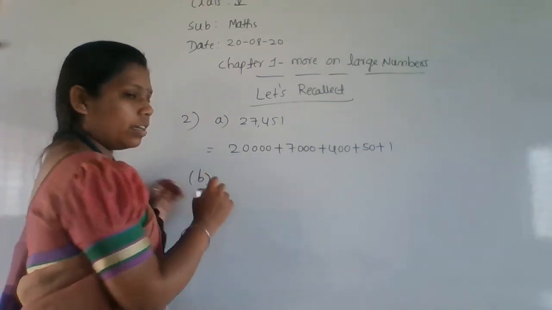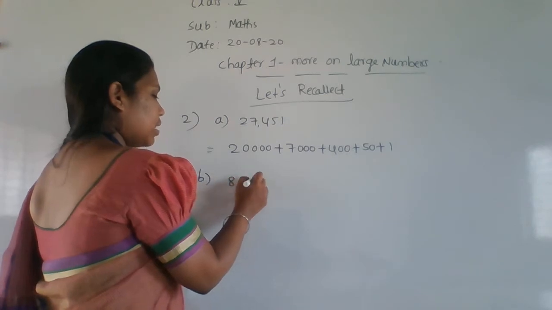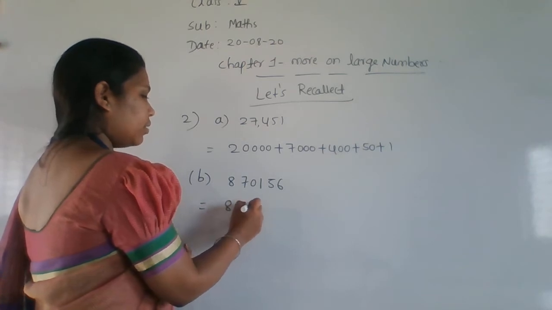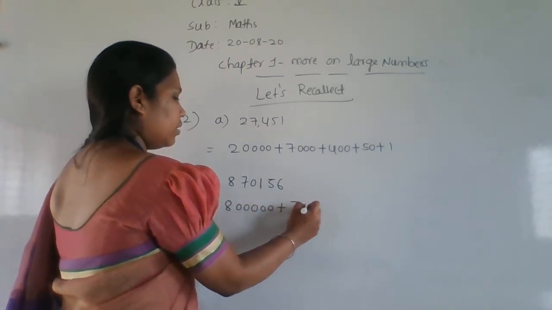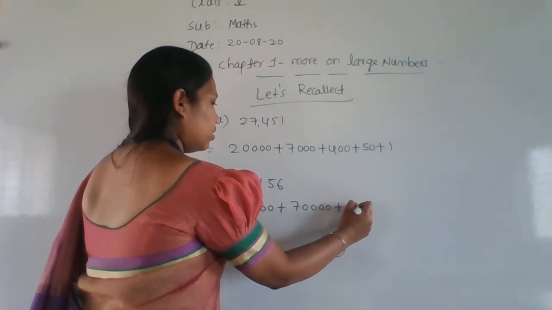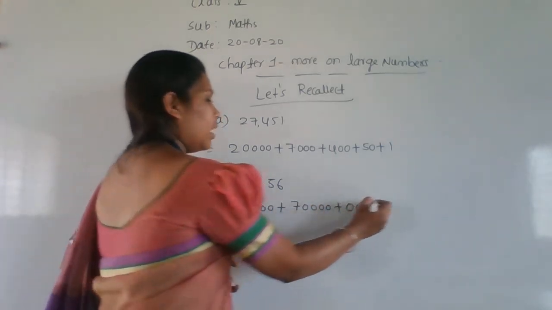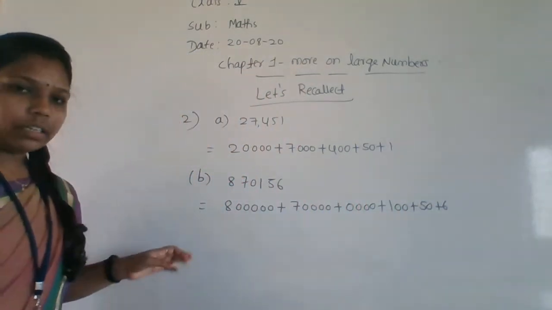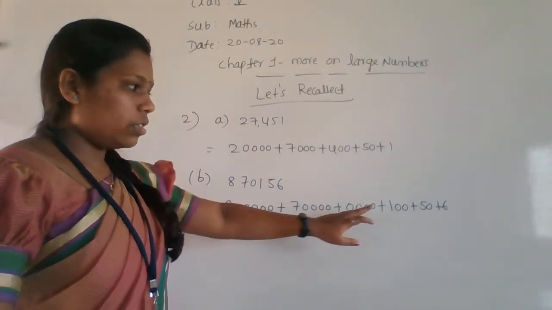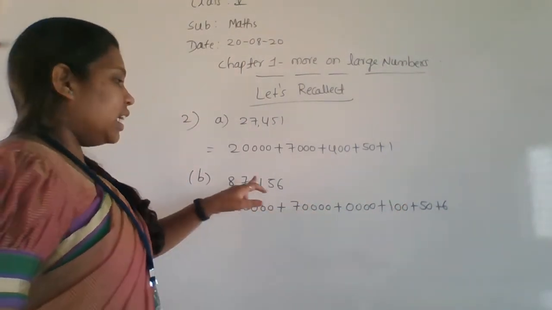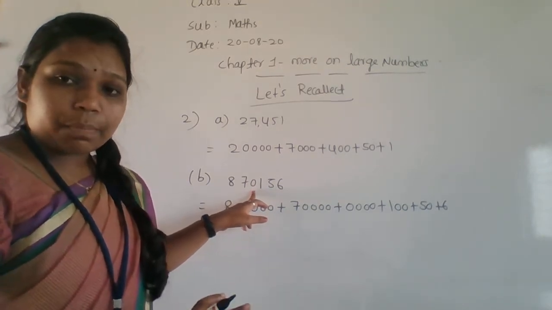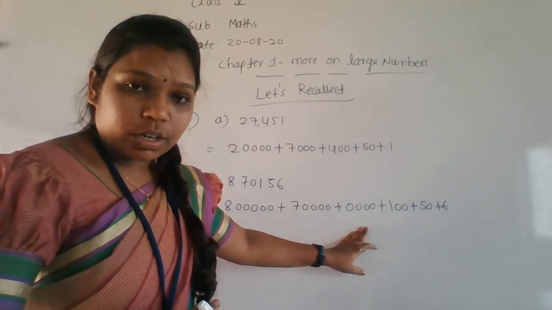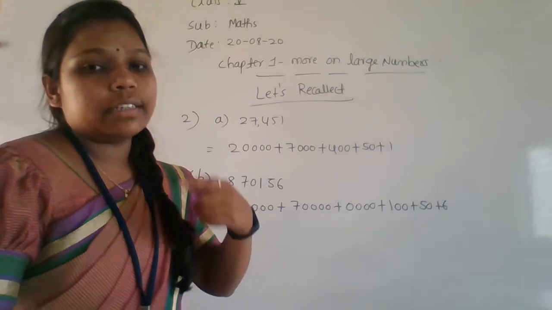Next, the bigger one, what is given here? 8,70,156. So 8,00,000 plus 70,000, here 0 is there, and write a 0 only. Got everyone? Then 100 plus 50 plus 6. If there is no value in the thousands place, just write zeros. If you write 4 zeros, it is also correct. If you write only 1 zero, it is also correct.